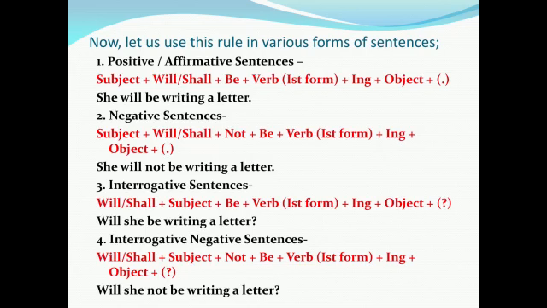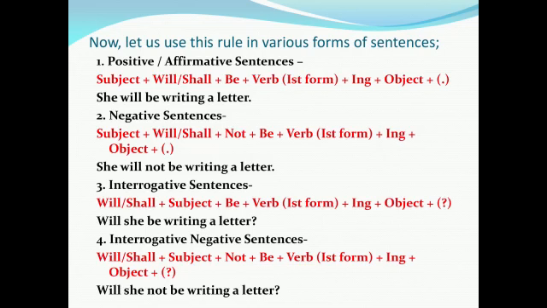Will she be writing a letter? So the rule is will, shall plus subject plus be plus verb, that means V1 plus ing plus object. Interrogative negative: will she not be writing a letter? So here the rule is will, shall plus subject plus not plus be plus V1 plus ing plus object.